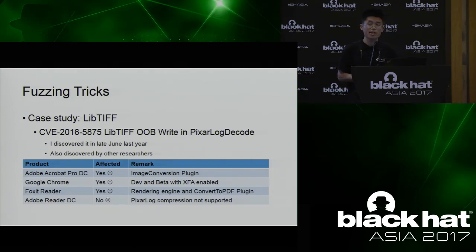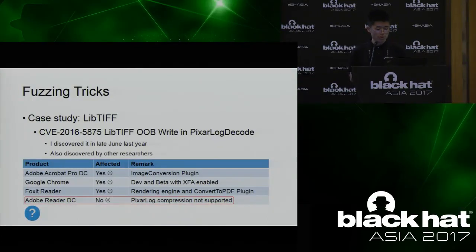Here, I'll use libtiff as an example. Last year, I discovered an out-of-bounds write vulnerability in libtiff's PixarLog decode function. It should be noted that this vulnerability was also discovered by some other researchers, but it was a zero-day vulnerability at that time. This table shows the software that was affected by this vulnerability. In this case, we can see that Adobe Acrobat's image conversion plugin, Chrome Dev and Beta with XFA enabled, and Foxit Reader's rendering engine and the Convert to PDF plugin were all affected.